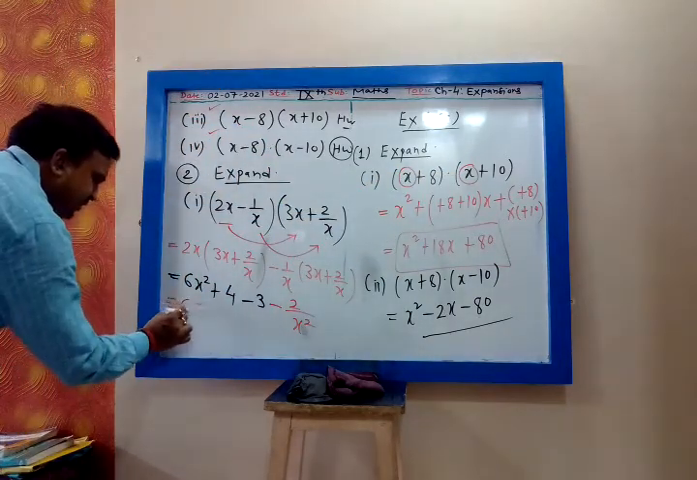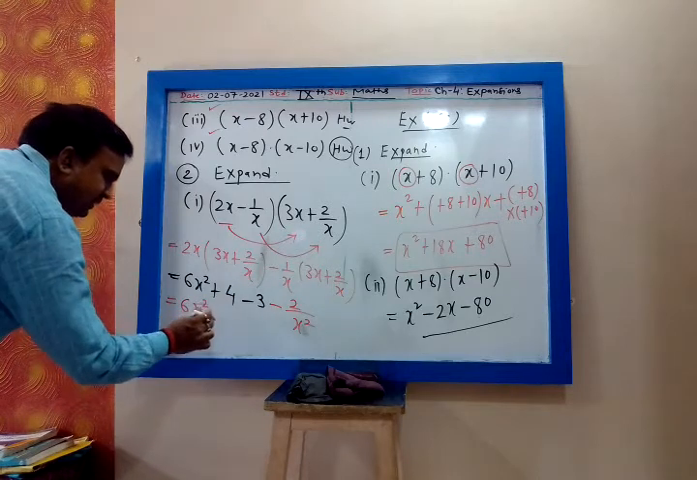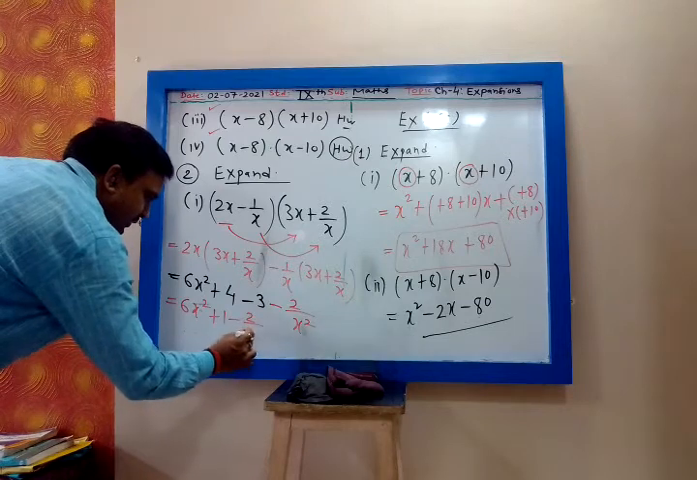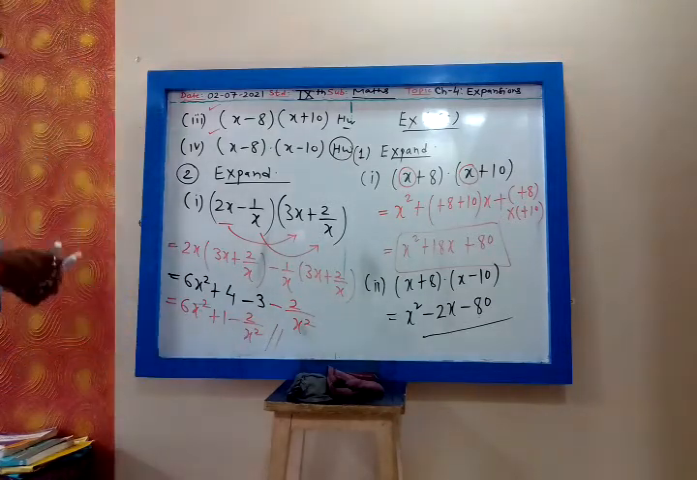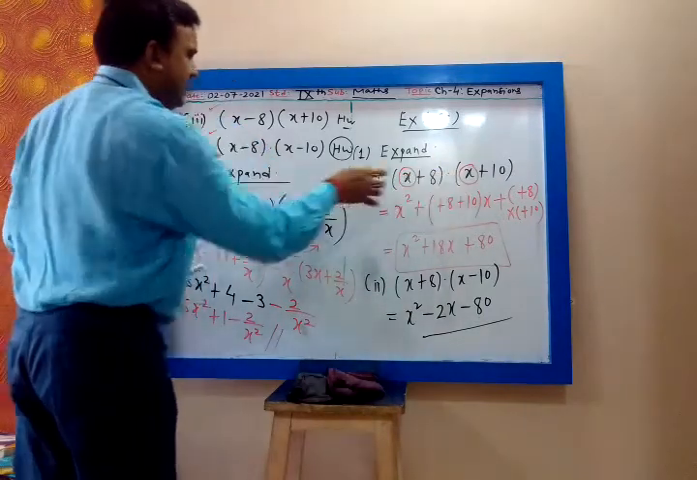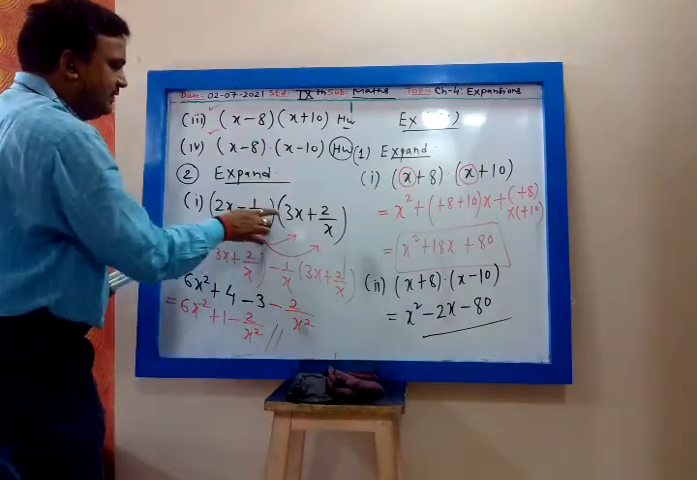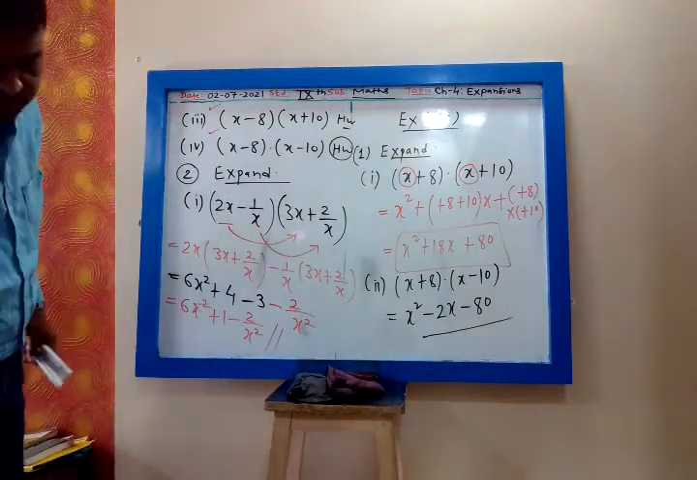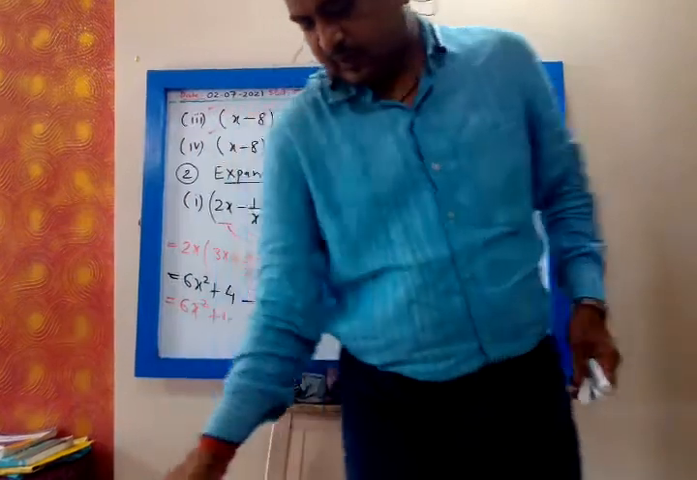So this is 6x square plus 4 minus 3 will be plus 1 minus 2 upon x square. This is the answer. So whenever this x and this x they are same, you can use this formula. But in this it is 2x, it is 3x, so I cannot use this formula. I have to open the brackets.